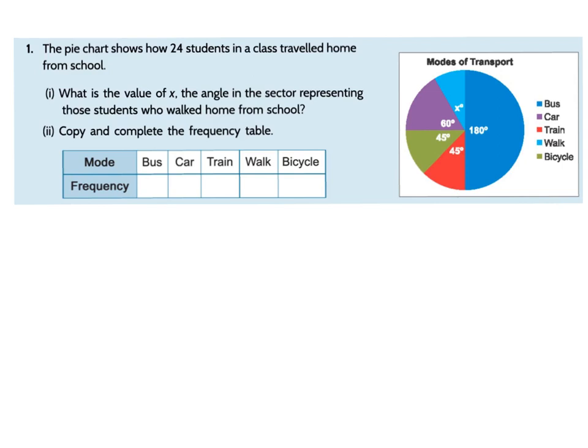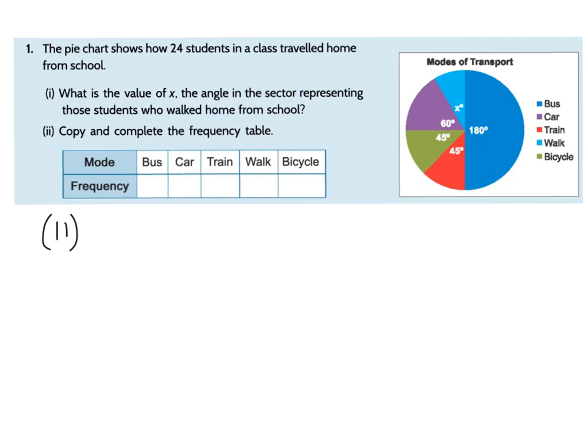Now we look at part 2. And we have our frequency table. So we're now working backwards. We have gone from drawing the pie chart using a frequency table to now finding out which piece of the pie chart is represented by the 24 students.